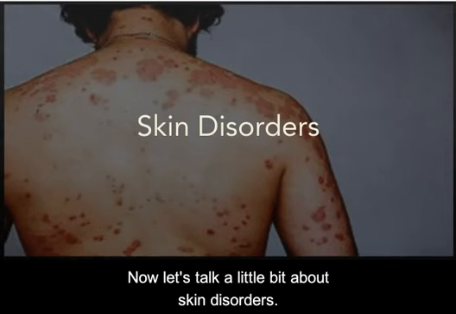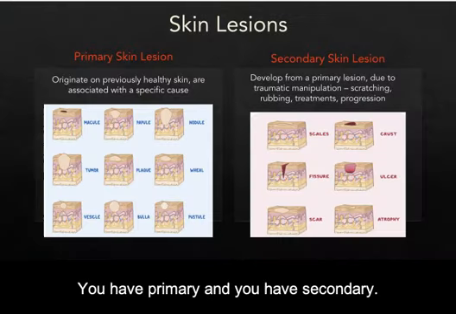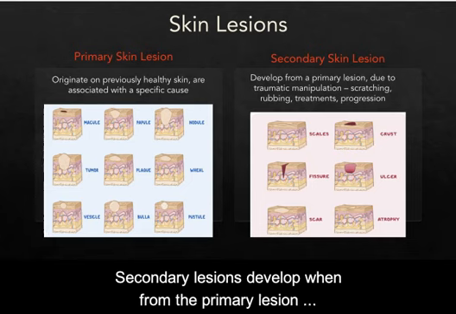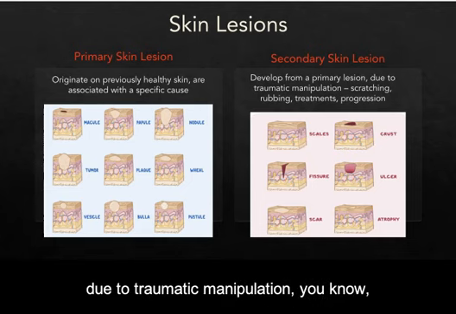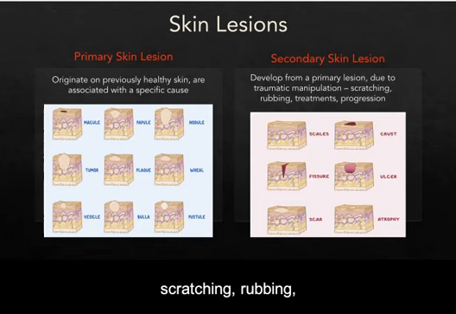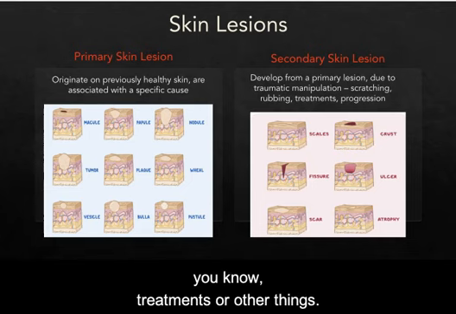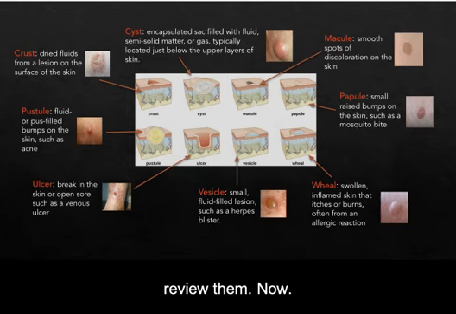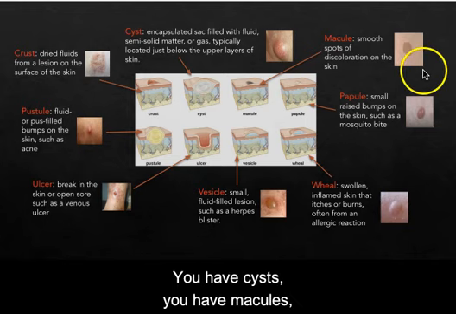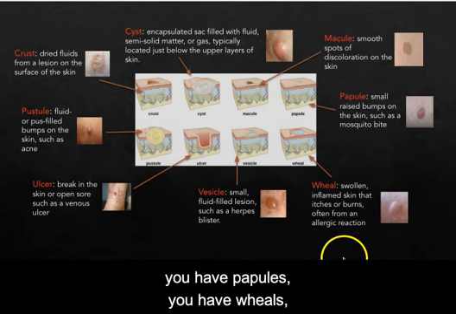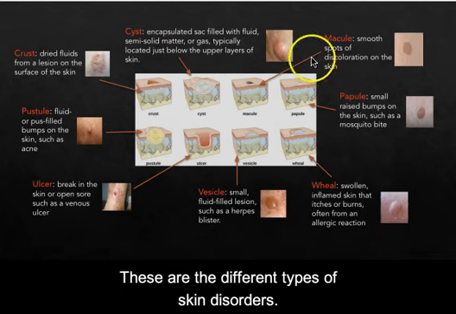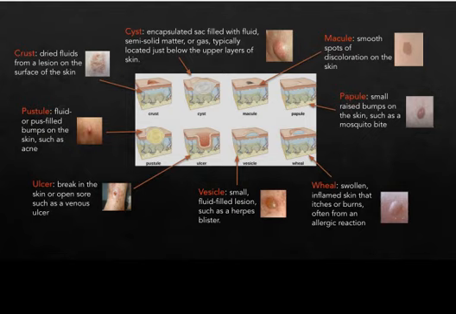Now let's talk a little bit about skin disorders. There are different types of skin disorders. You have primary and you have secondary. Primary lesions originate from previously healthy skin, and then a person develops a lesion. Secondary lesions develop from the primary lesion due to traumatic manipulation, scratching, rubbing, treatments or other things. So these are your secondary lesions. Please just look at those and review them. Now you have the different types. You have cysts, macules, papules, wheals, vesicles, ulcers, pustules, and crusts. These are the different types of skin lesions.